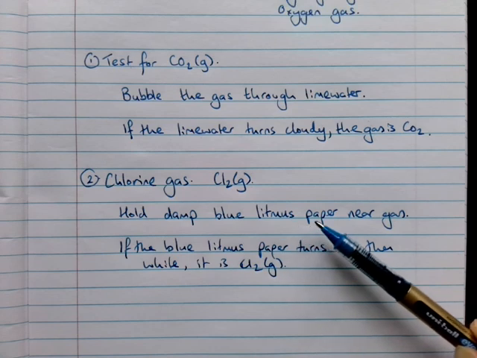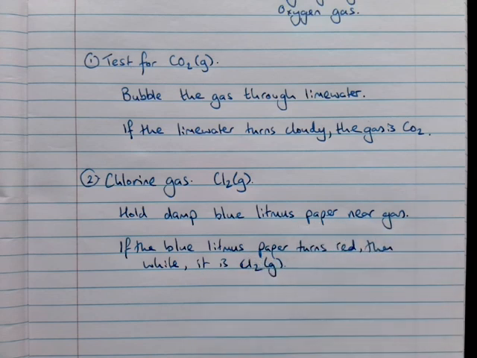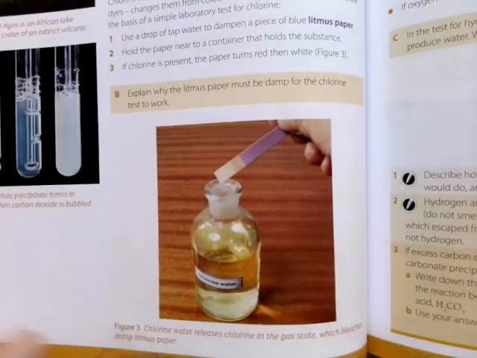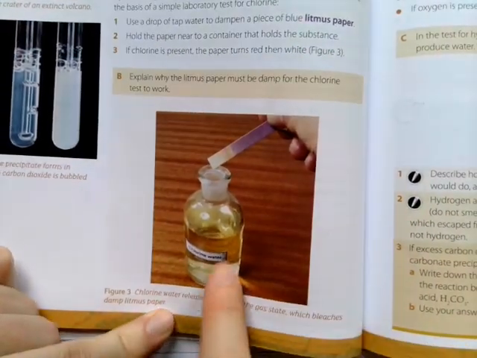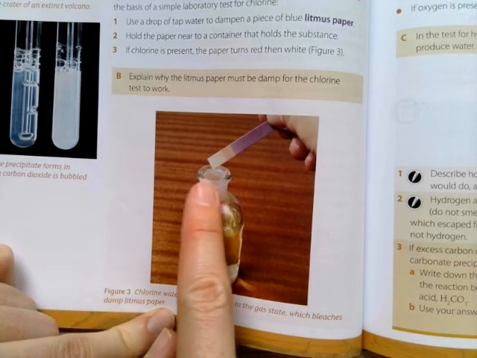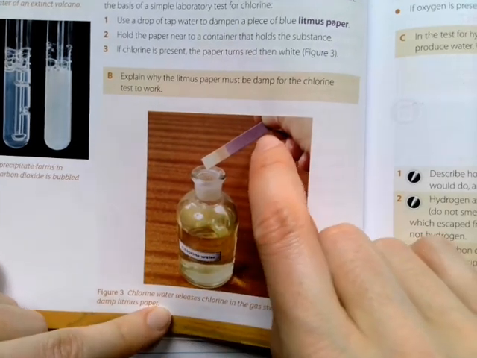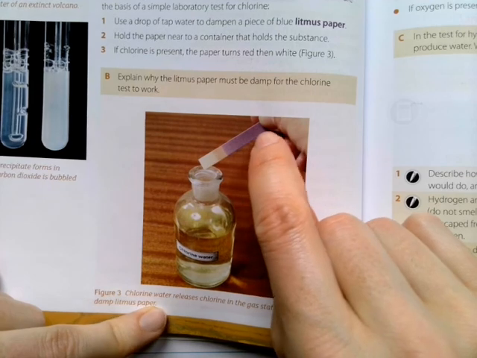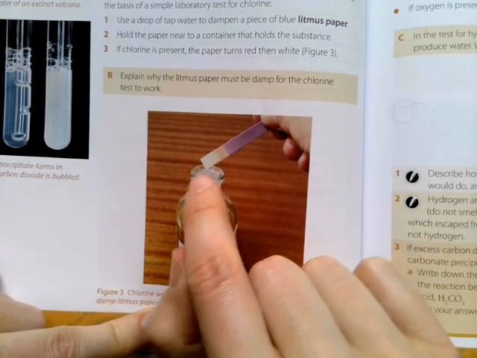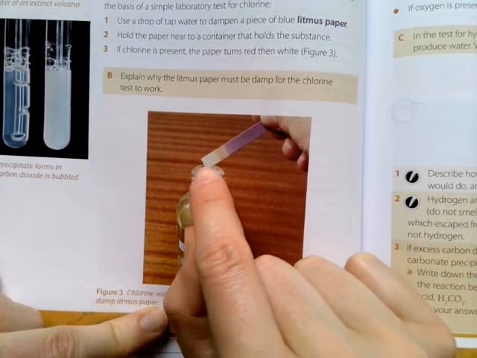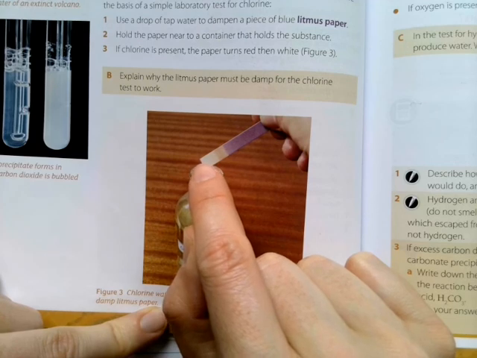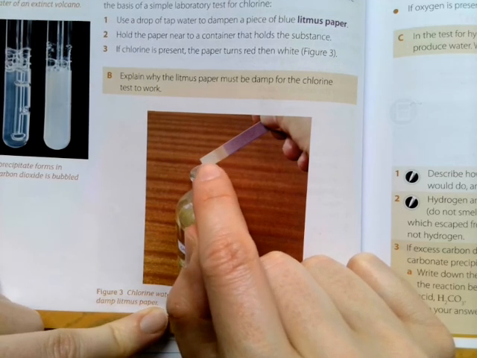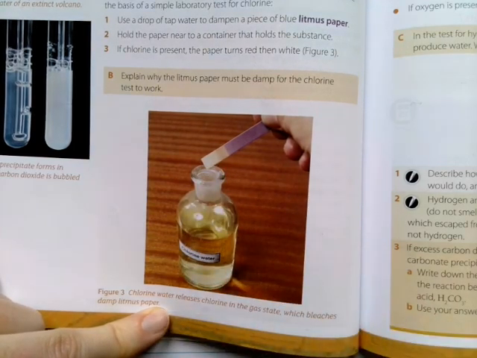Hold the damp blue litmus paper near the gas. If the blue litmus paper turns red, then white, it is Cl2 gas. I can show you this in this picture here. So this is chlorine water. Above the chlorine water is going to be chlorine gas. And you can see this is the normal blue litmus paper here. They've wet the end of it, and you can see that the chlorine gas has turned it white. It would have turned red first, but now it has turned white. So that's the test for chlorine gas.